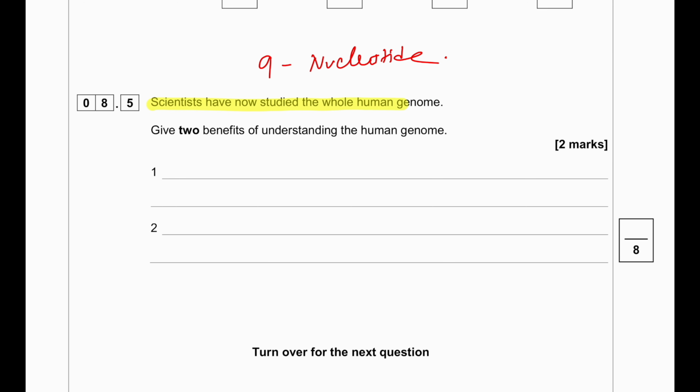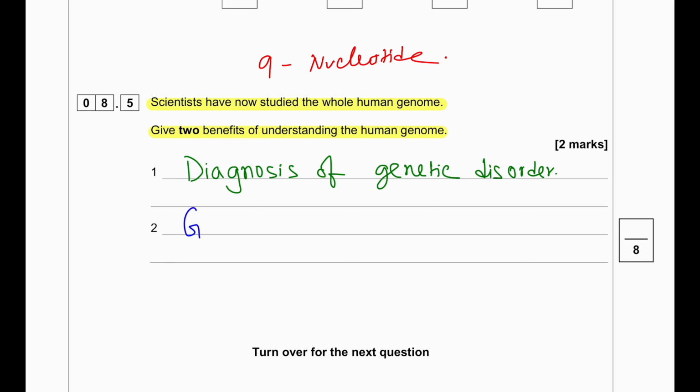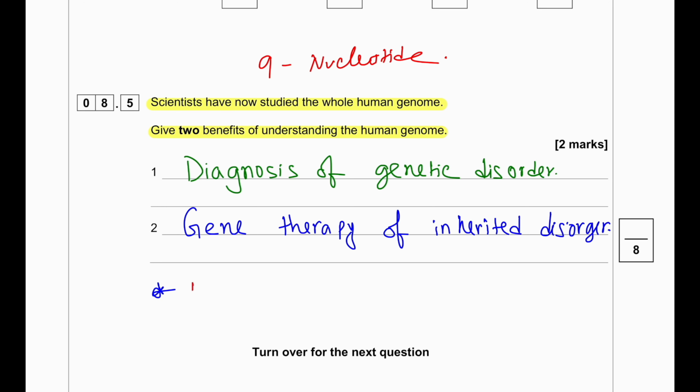Scientists have now studied the whole human genome. Give two benefits of the understanding of the human genome. If we understand the human genome, we can definitely diagnose inherited genetic disorders. Also, we can try to find a gene therapy or treatment for those inherited disorders. We can also understand human evolution and find our ancestry. So any two points from here would be the correct answer.